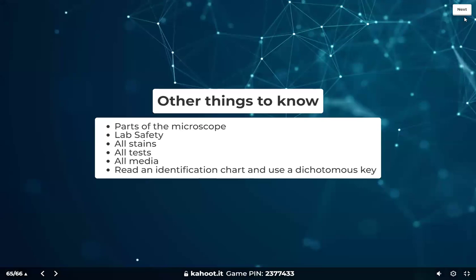So know your parts of the microscope. We had the stage last time that was labeled for you guys to identify what it was and what it did. That was on the midterm. You won't have the stage this time. Okay, so know your parts and what they do for the microscope, how to use them.